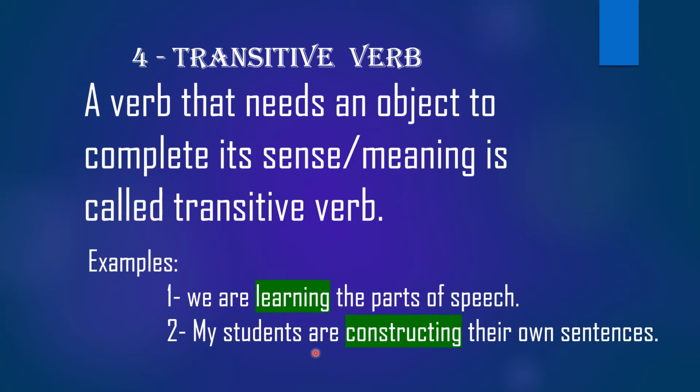My students are constructing their own sentences. Here constructing is our verb and it is called transitive verb. Why? Because here an object is needed. Object is there and the verb which needs an object, that is called transitive verb. Clear?